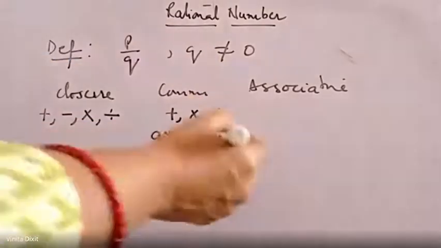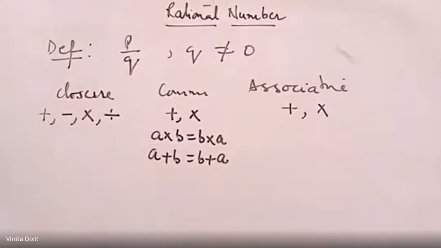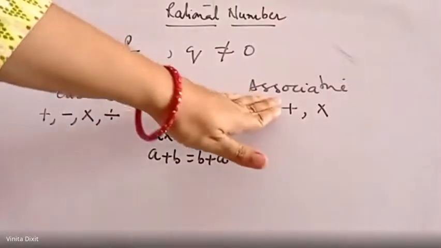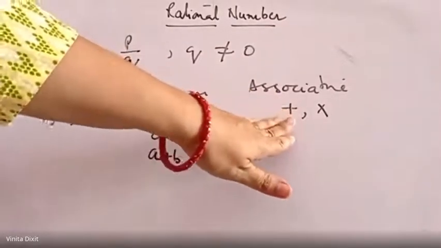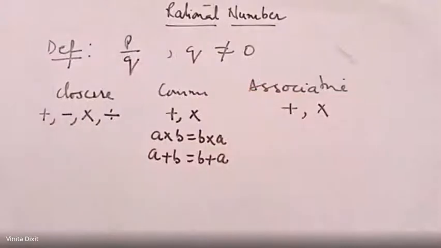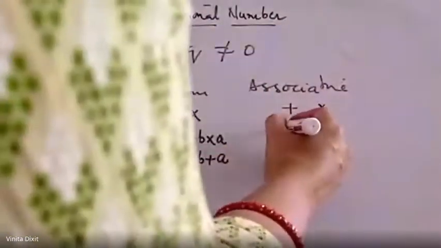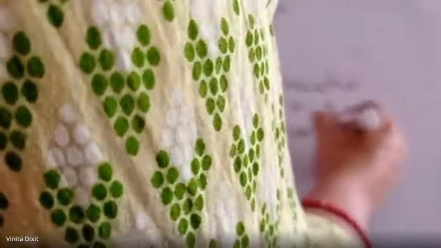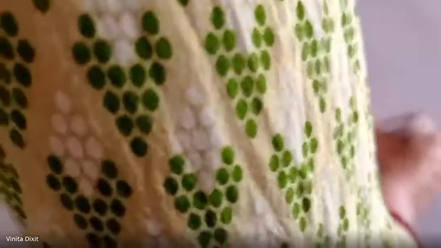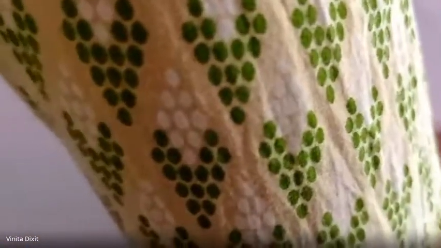Then comes the associative law. Associative law also holds good for addition and multiplication only. It does not hold good for subtraction and division. And what is associative law? A into B into C is equal to A into B into C.